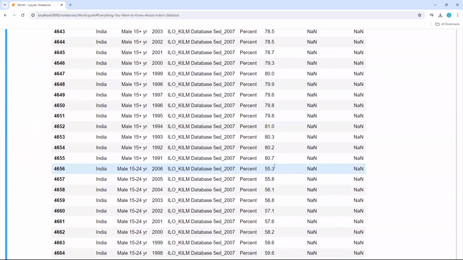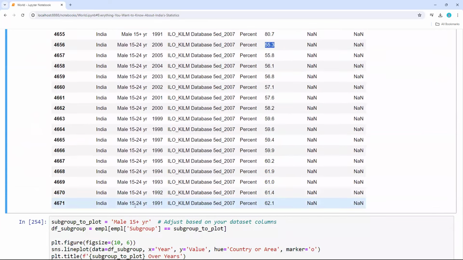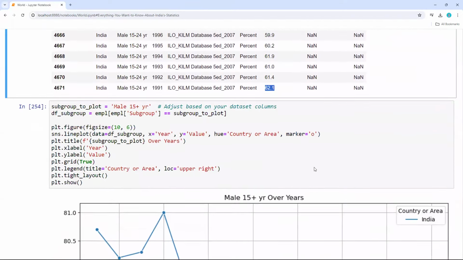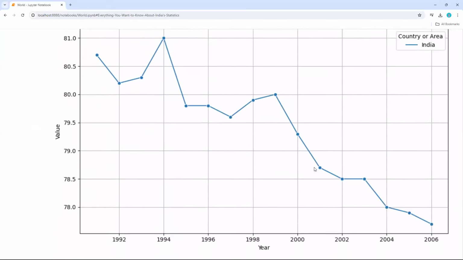I think it has decreased by now, but in 2006 it was very high, and in 1994 and 1993 as well. If I look at the 1991 data, it is horrible: 62% of the male population in the 15 to 24 age group are not employed, 62 people out of 100. So that is how you can see the unemployment data with the population.